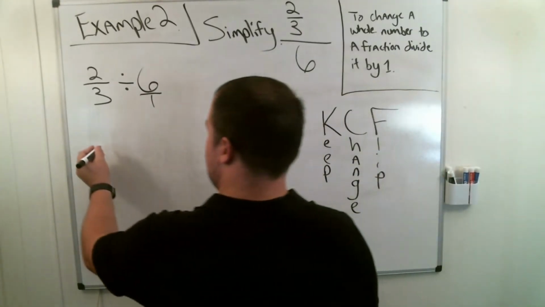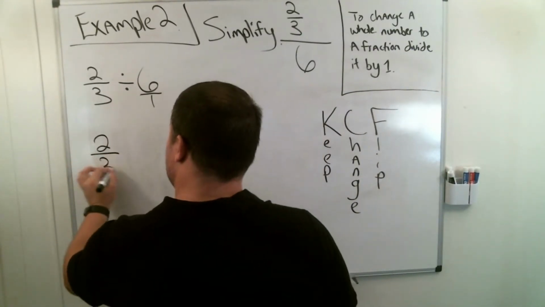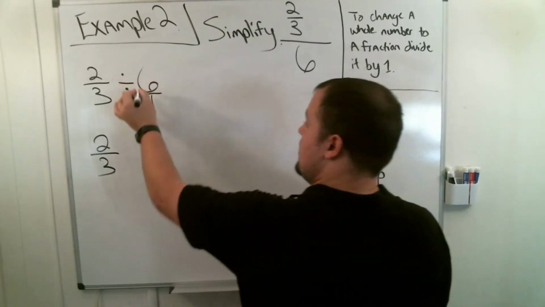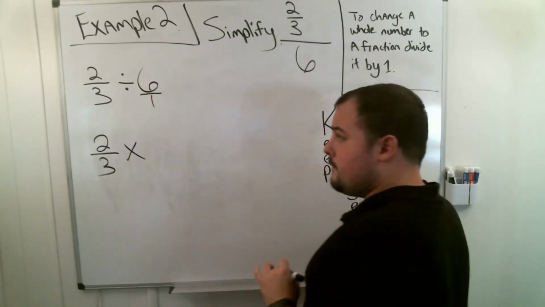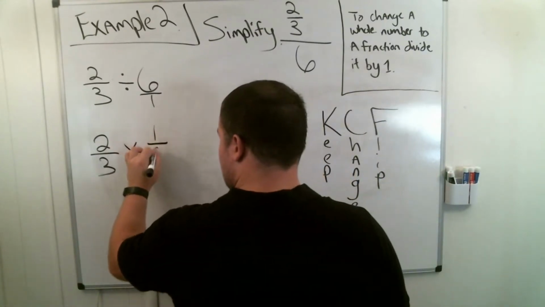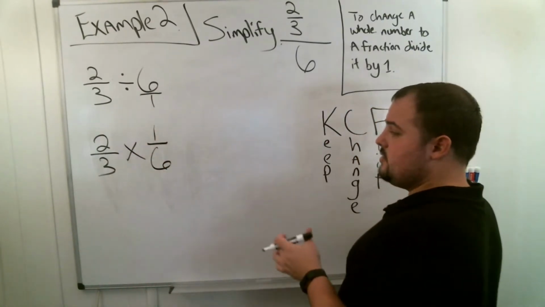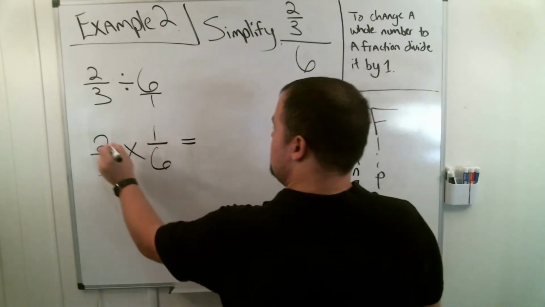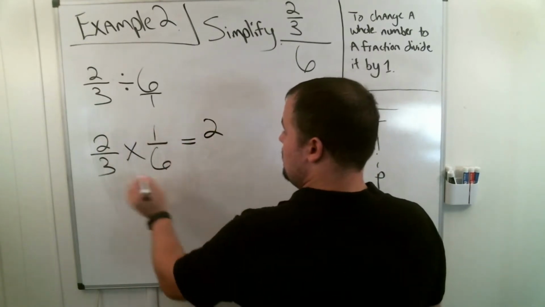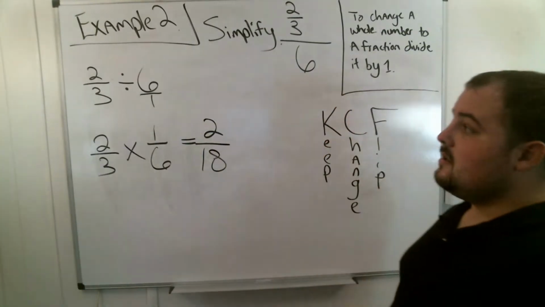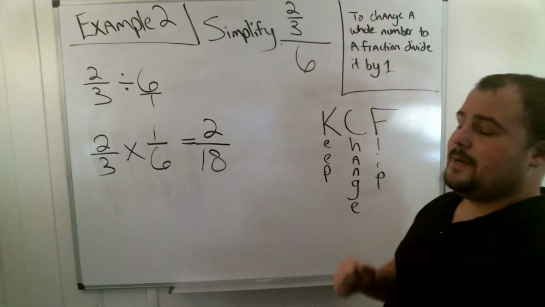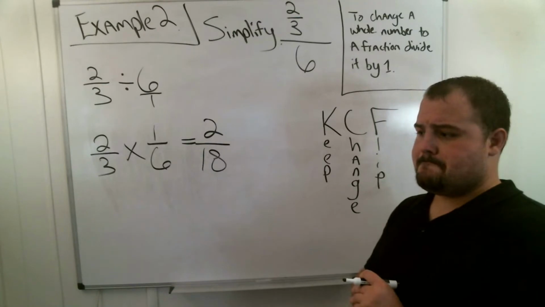So we're going to go ahead and do that. Keep 2/3, change division to multiplication, and flip your second fraction. Now we just multiply straight across. 2 times 1, that's 2. 3 times 6, that's 18. So 2/3 divided by 6 is 2/18.